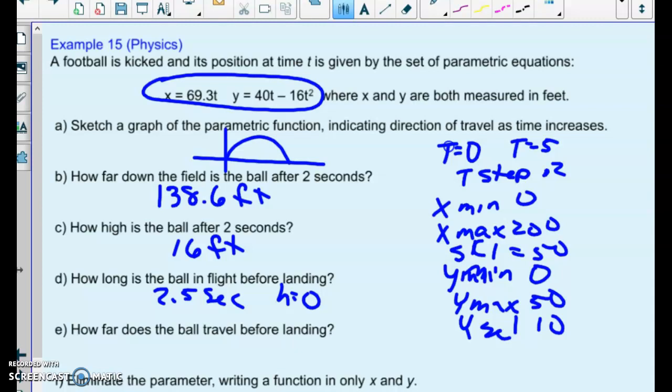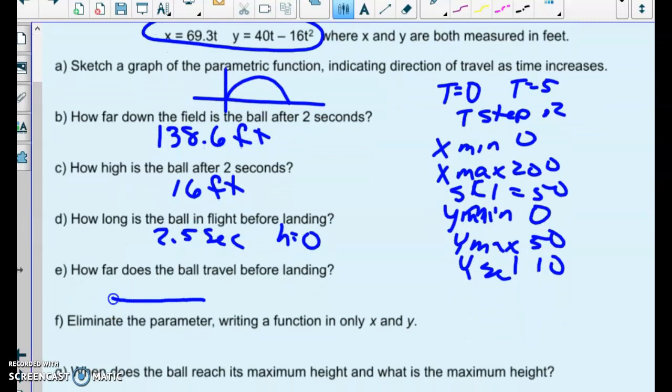How far does the ball travel before landing? Well, that's kind of a good question, because horizontally it moves 173.25 feet. That's the horizontal movement, but we know that the ball had to do some up and some down in that distance, and that's not what the question is asking. It's asking for the horizontal movement.